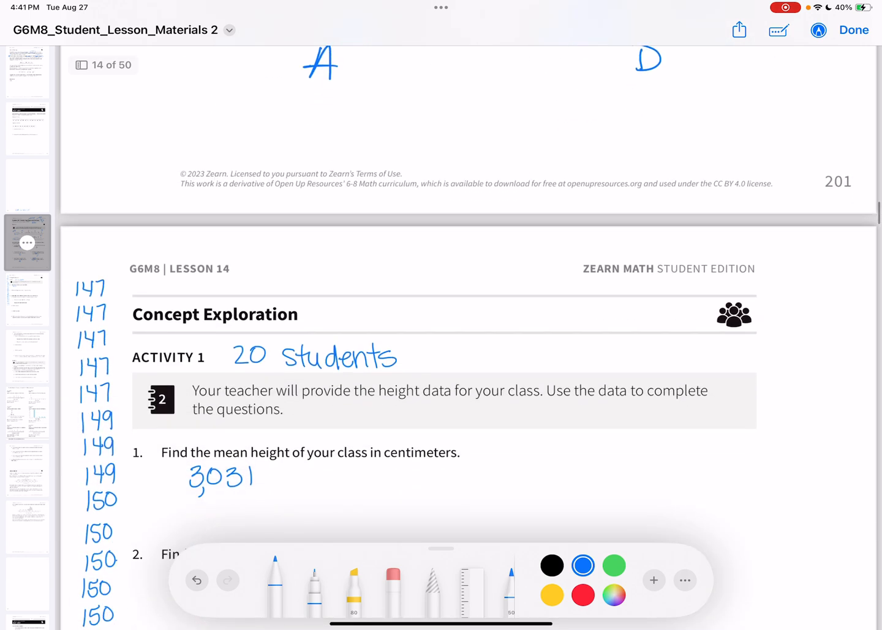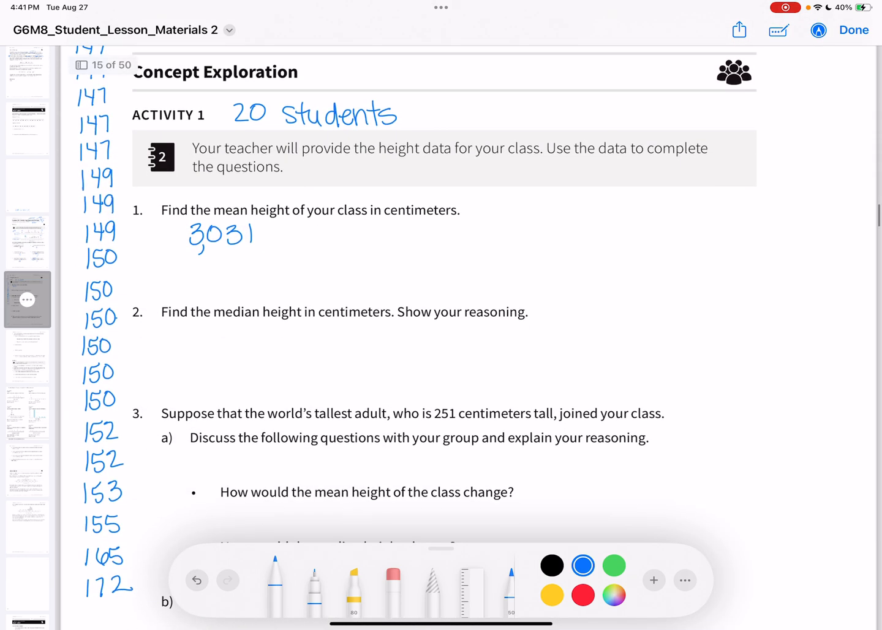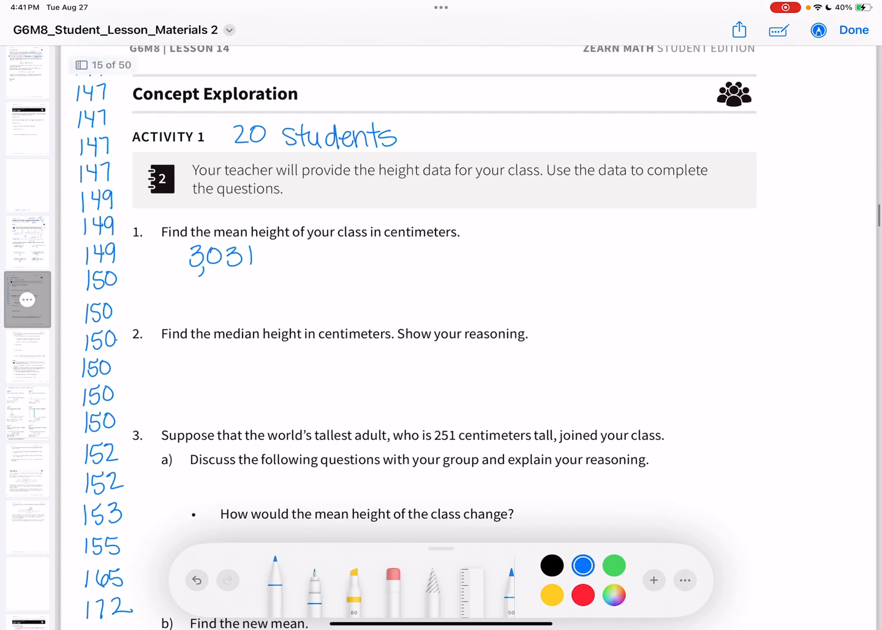All right. Activity 1. Your teacher will provide the height data for your class. Use the data to complete the questions. Here off to the side is the height data. I did it for 20 students. I chose 20 of our heights and put it in here. So the first question says, find the mean height of your class in centimeters.